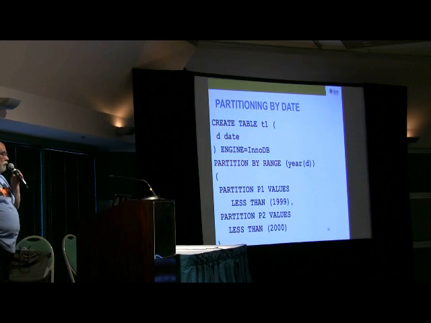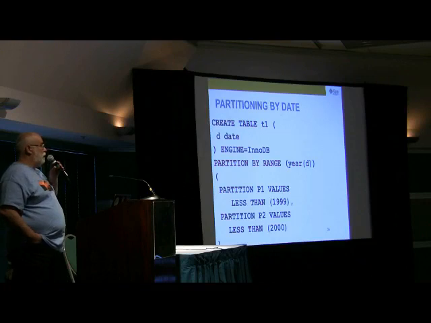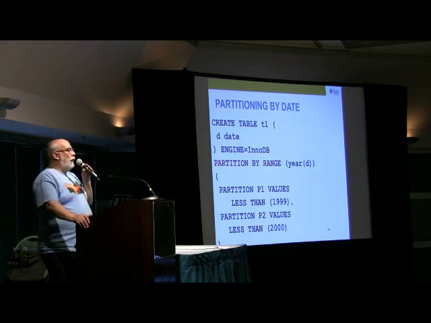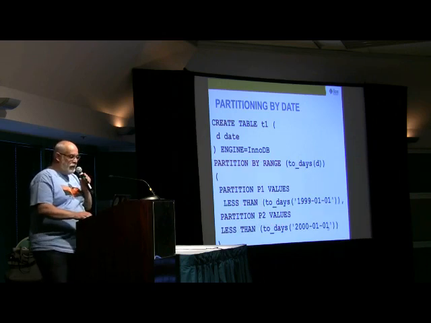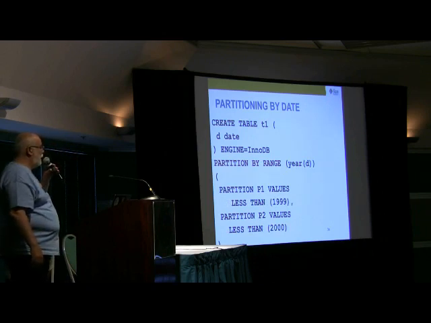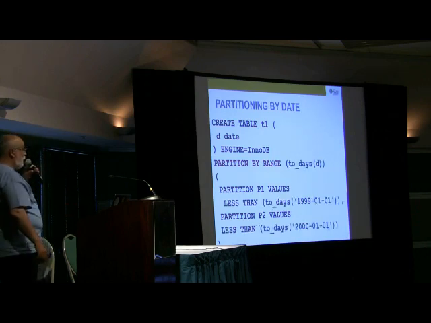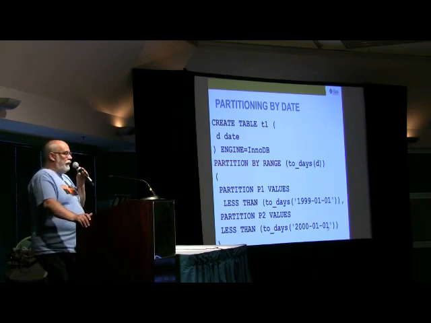If you want to partition by date, which is a common need if you have historical data, you use one of two well-performing functions. There are two functions that are defined in the partition engine to work very well with dates. One is YEAR and one is TO_DAYS. So if you want to partition by year, it's very simple. You just define partition by range YEAR, and then you define the values that you want for each partition. If you want to define by month or by any other date interval, use TO_DAYS.